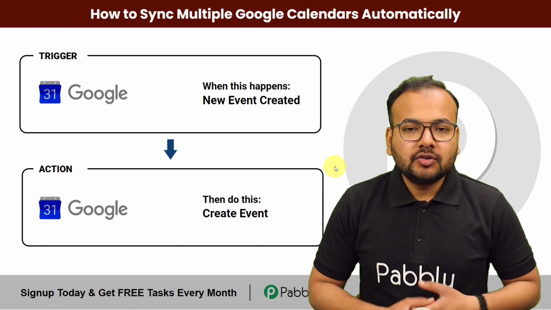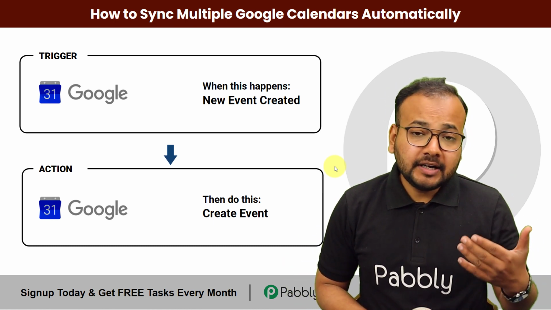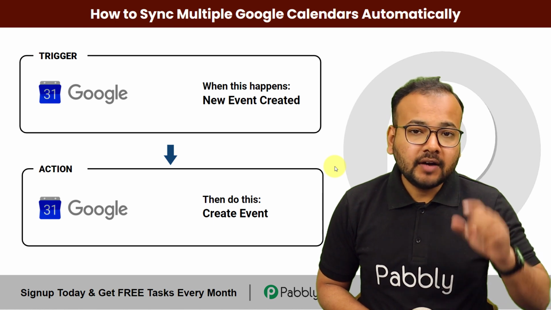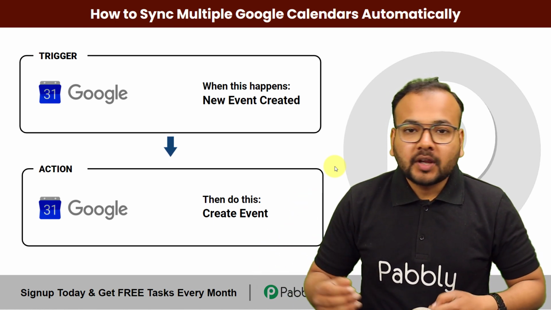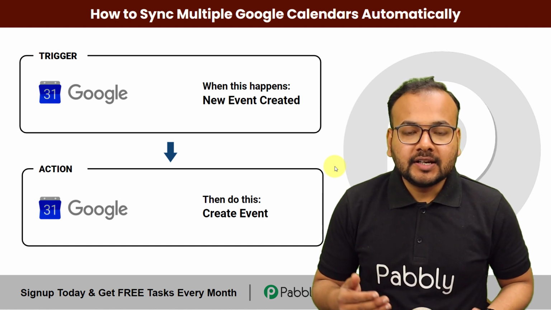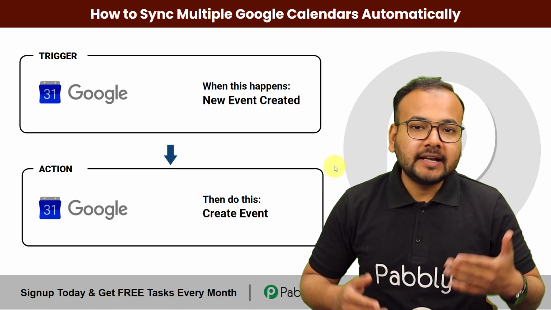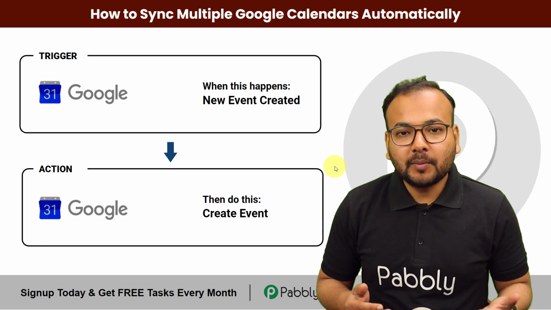So sometimes you have to add an event in your personal calendar and you have to add the same event in the shared calendar as well. So you often have to do it manually. So it kills your time unnecessarily, and this automation is going to solve this problem for you.